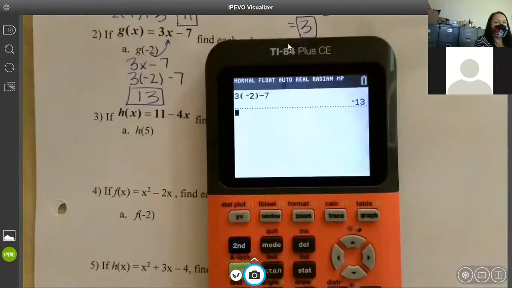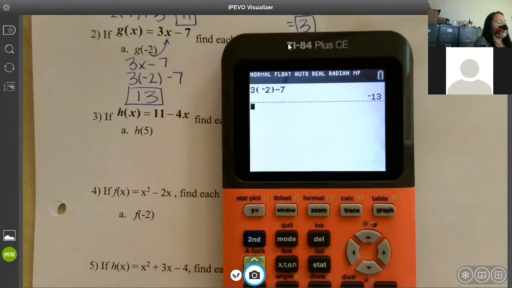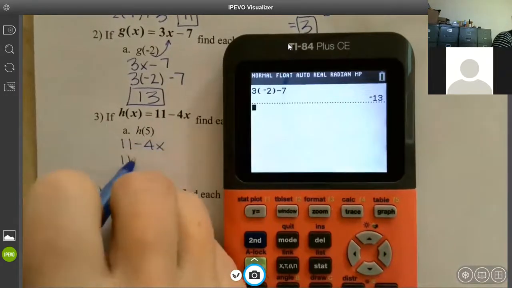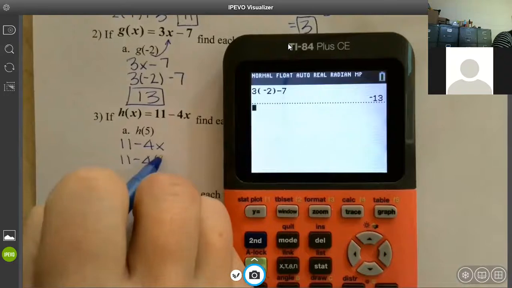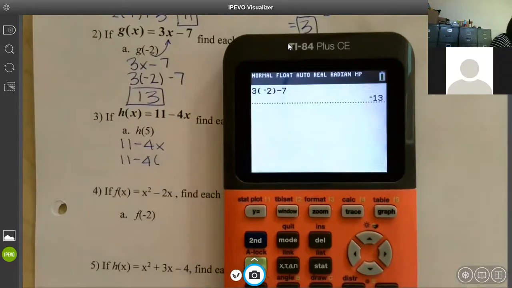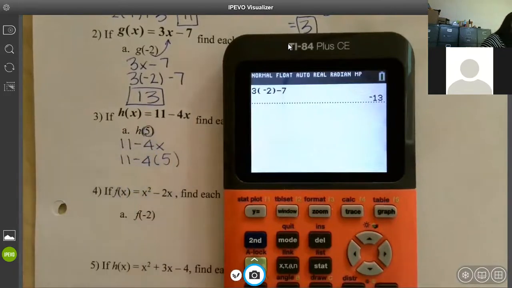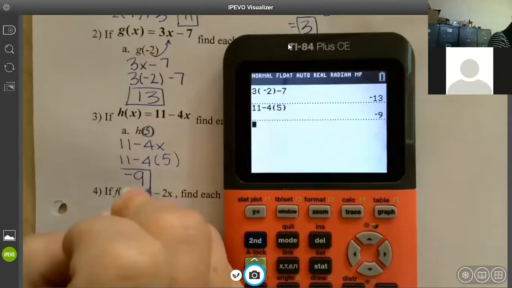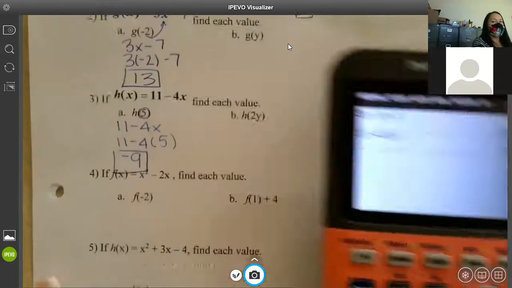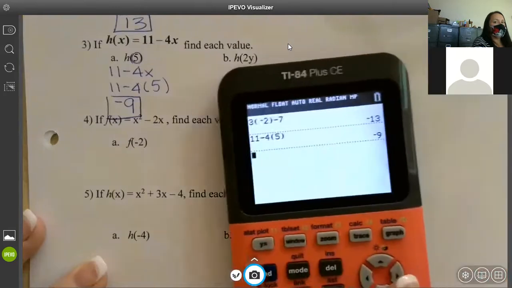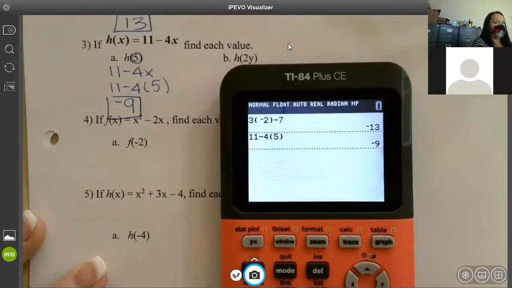Same thing, we're only going to do part A for this one. We're going to write our function 11 minus 4x. And what are we plugging in for x? On number 3? You were just on the bottom one. The 5. Again, put it in your calculator. And we get -9. Don't feel bad about using your calculator right now. We'll come back to part B on this one as well. But let's just look at part A.